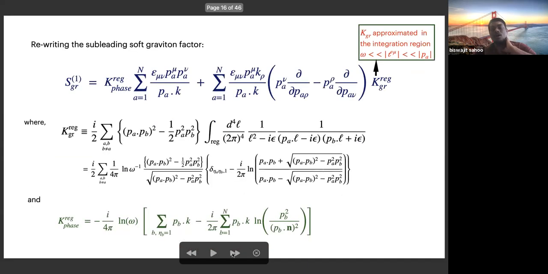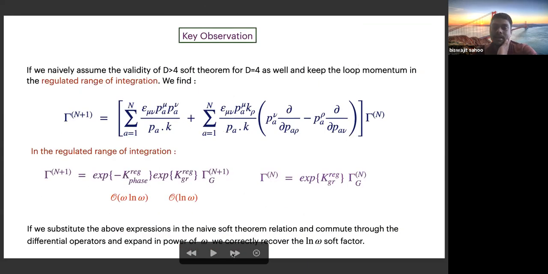So this is just one observation which I wanted to mention. What this observation is telling us is that though we have derived this result at one loop order, if the exponentiation is true, which is not yet proved rigorously, then it is valid to all loop order. That is, this log omega correction will not receive any contribution from higher loop order, because the higher loop contribution is just the exponentiation of the one loop KGR. So this is the point which I wanted to make for the d equal to 4 soft theorem.